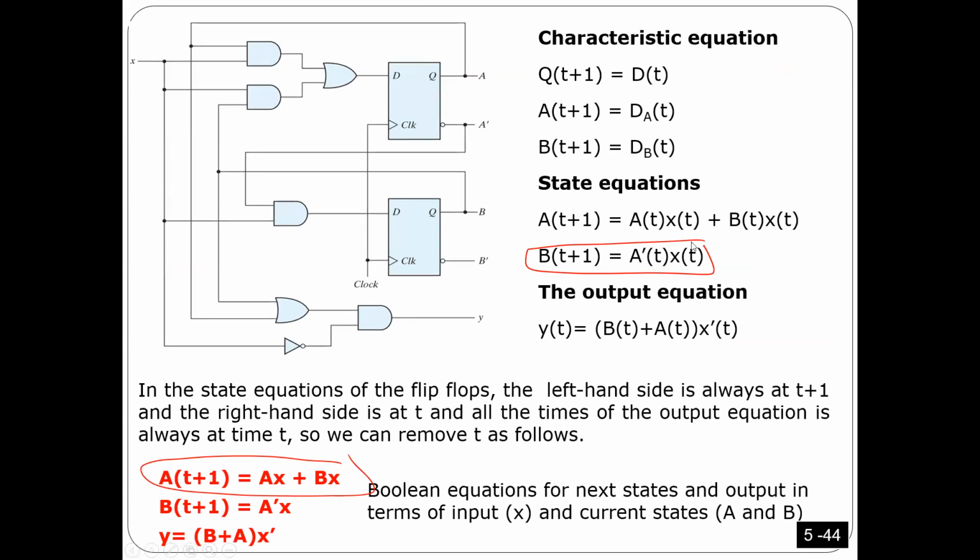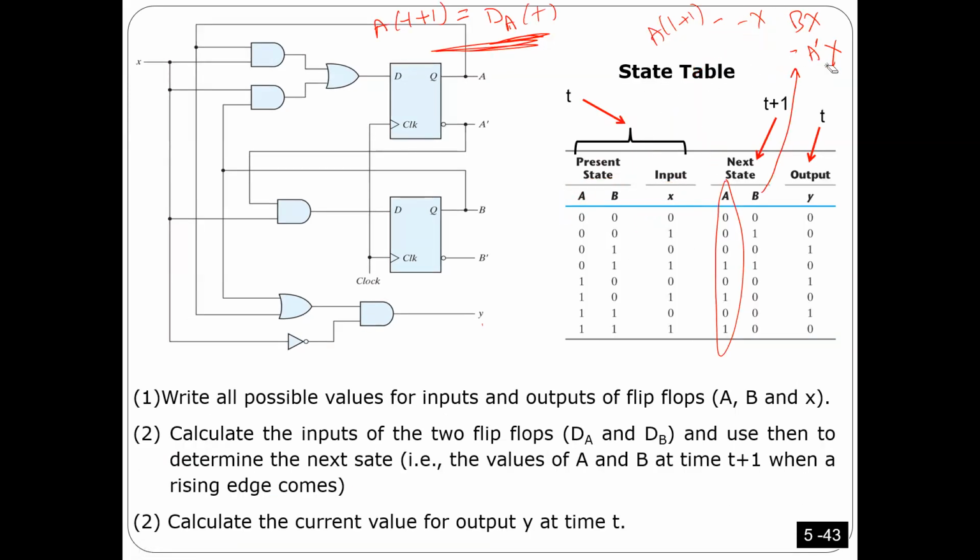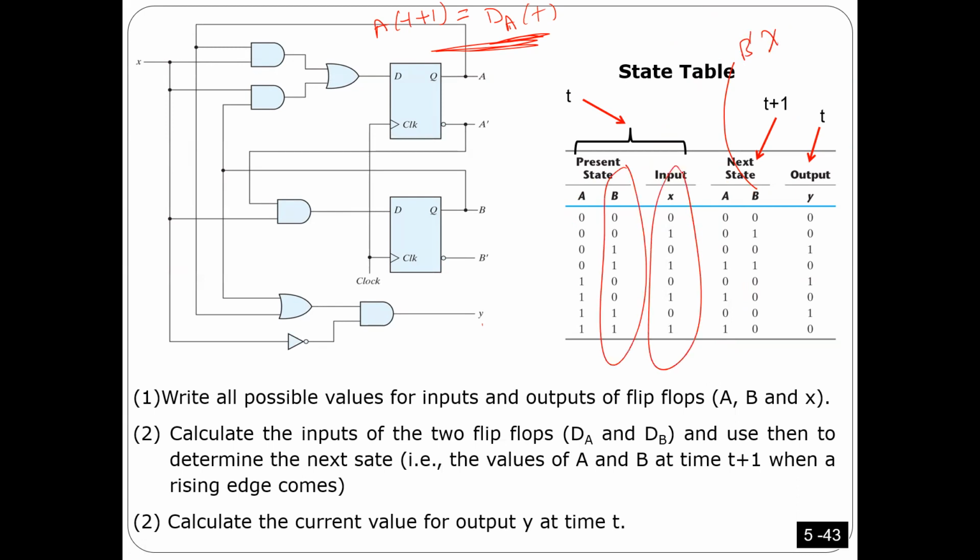Yeah, A prime and X. So all you have to do here to calculate this one is B prime and X. You have B here and you have X here. That's it. For example, here X is 0, so this one will automatically be 0, regardless of what B prime is, because this is an AND.